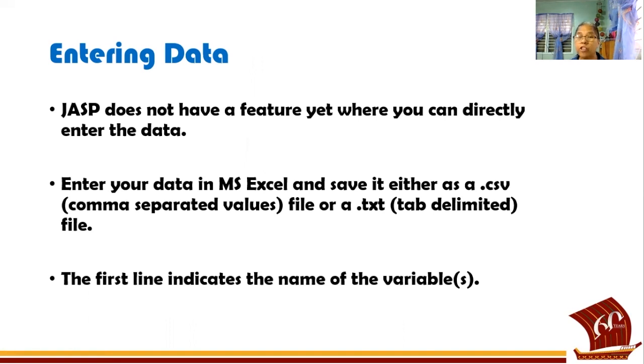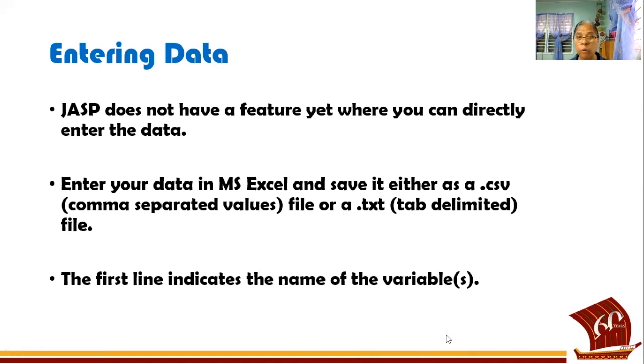Now, unfortunately, because we are still developing JASK, it does not have a feature yet where you can directly enter the data. So what we will do is we enter our data in MS Excel. I hope you are familiar with MS Excel. And save it either as a CSV file, comma separated values, or a text file that is tab delimited. Okay? And the first line should indicate the name of the variable.